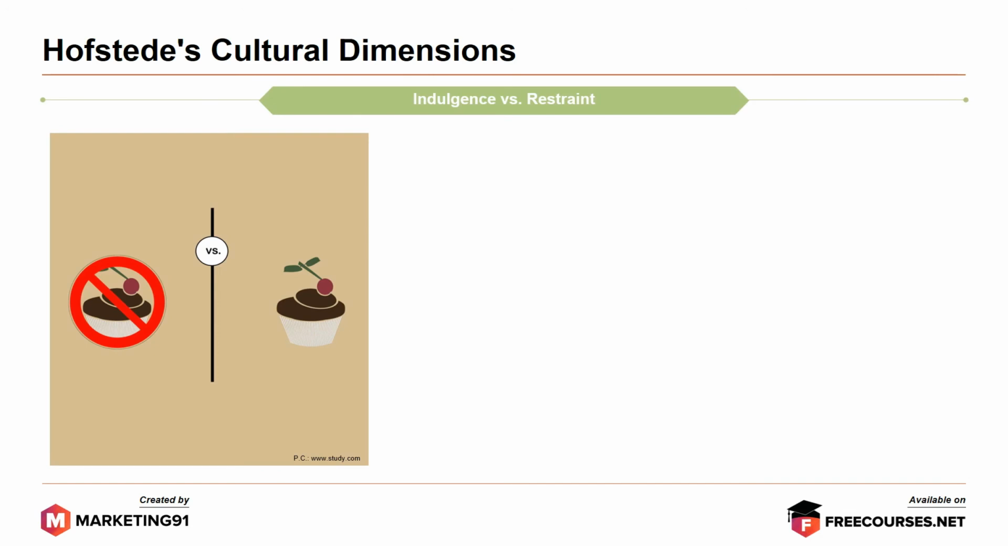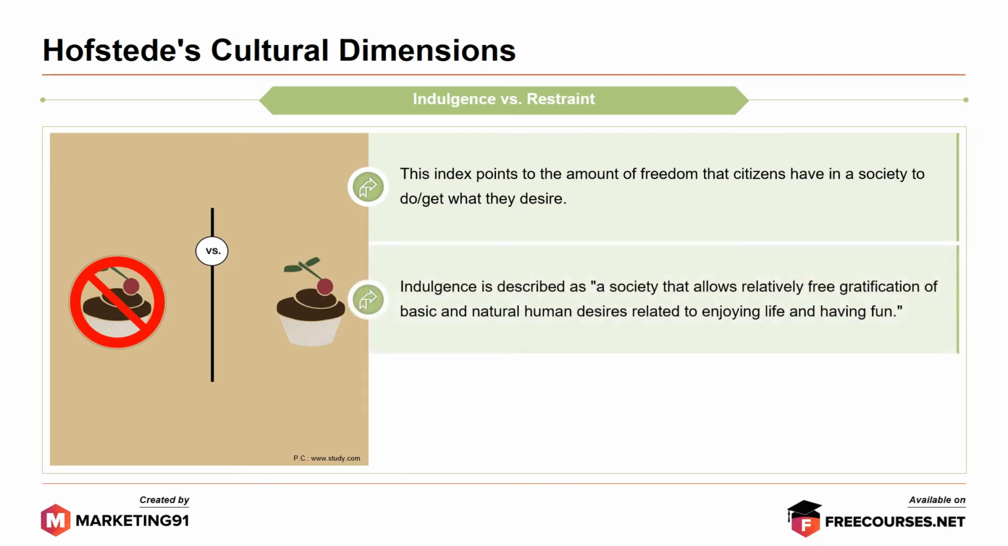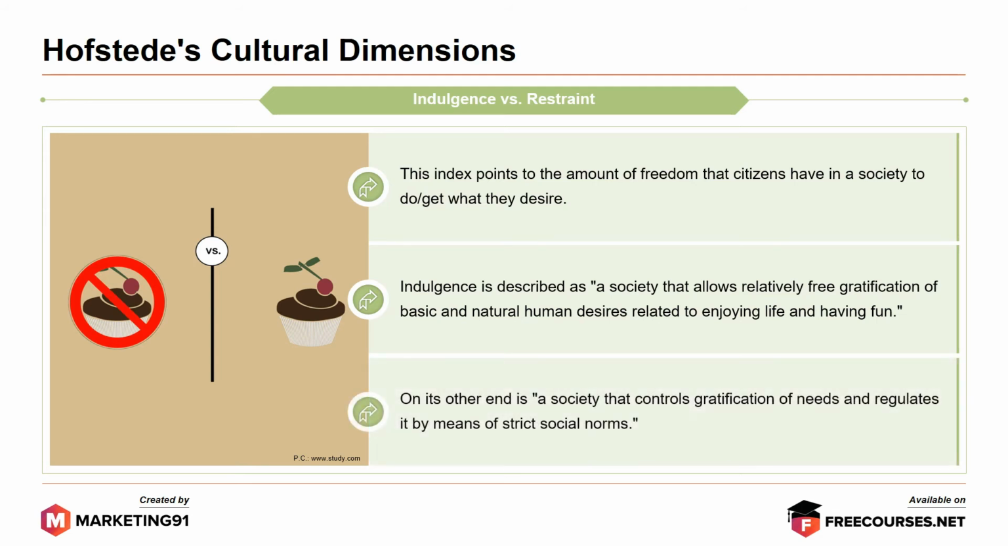Moving on to the final and the 6th dimension, that is indulgence versus restraint. This index points to the amount of freedom that citizens have in a society to do or get what they desire. Indulgence is described as a society that allows relatively free gratification of basic and natural human desires related to enjoying life and having fun. On the other end, restraint is a society that controls gratification of needs and regulates it by means of strict social norms.